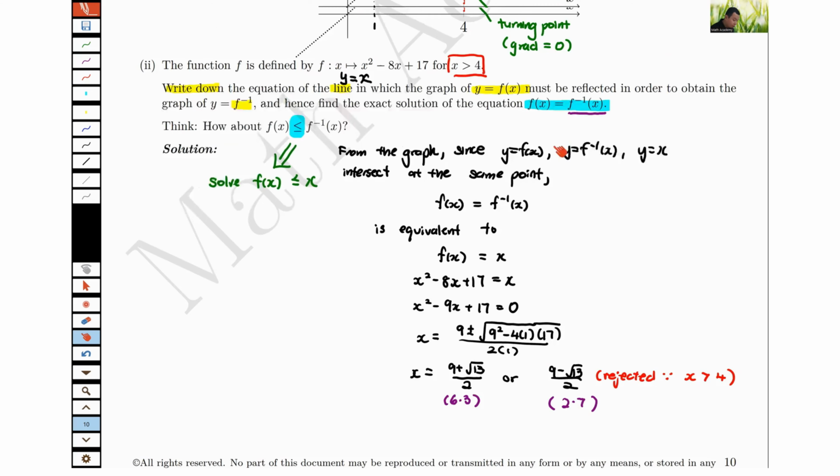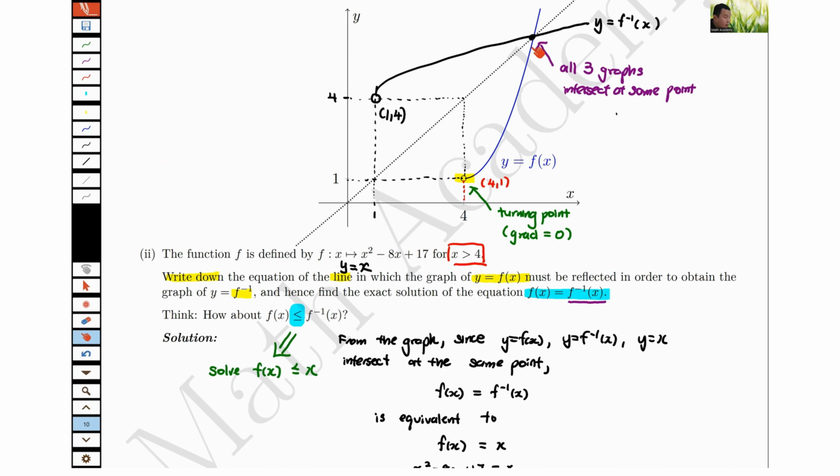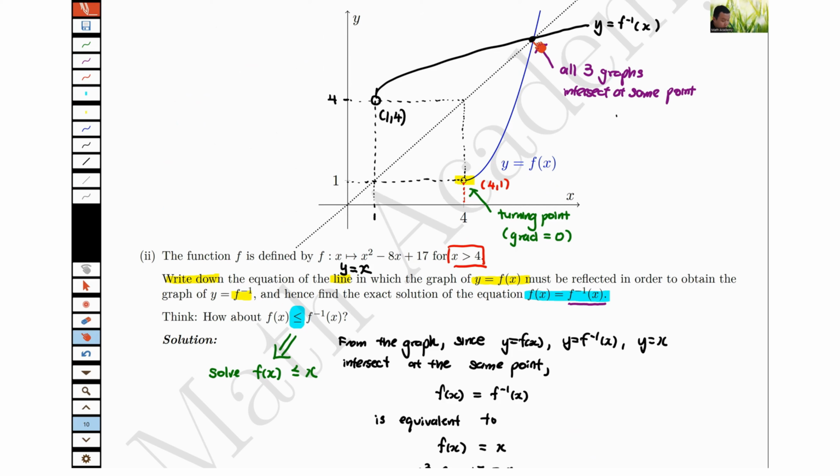I can use this graph to show you why so. It's because if your f(x) is lower than f inverse, which is this part, it will also be lower than your y = x line as well. Both will hold. So you don't need to solve for less than f inverse, directly solve for less than x.